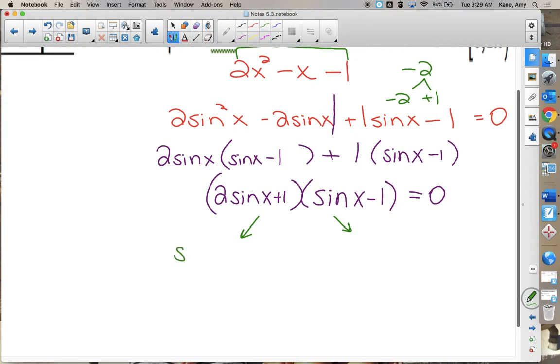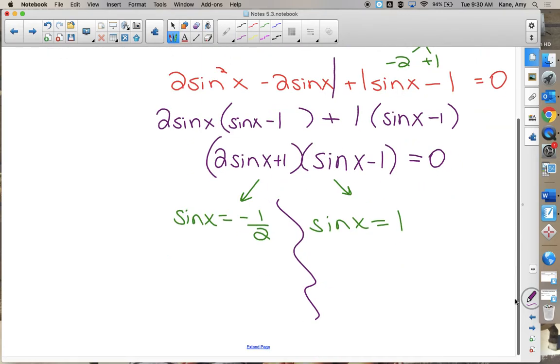So the sine would be equal to negative 1/2, and the other sine is equal to 1. So again, two different things you're finding. They're each going to give you different angles. So the sine is equal to negative 1/2. The sine is equal to 1. So we're trying to find angles that correspond with both of those little equations.